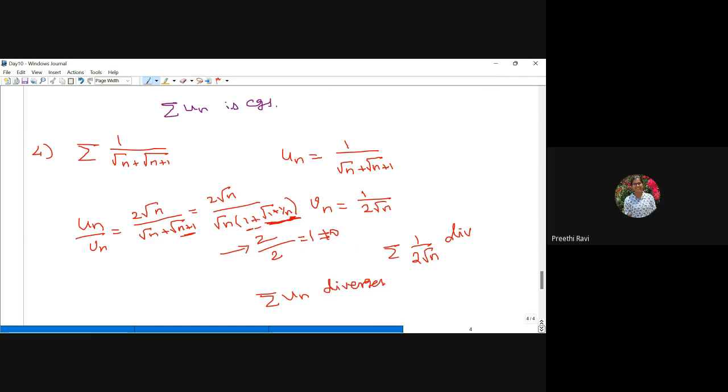Sir, this will work if we take Vn equal to 1 by root n, no sir? Then also we will get the same, no sir? We get 1 by 2 instead. Yeah, you can take that also. Anyway, you have to produce some sequence Vn such that the quotient limit is a non-zero value, then both have the same behavior. Sir, I can take Vn as 1 by n power 3 by 2, no sir? That is also possible.